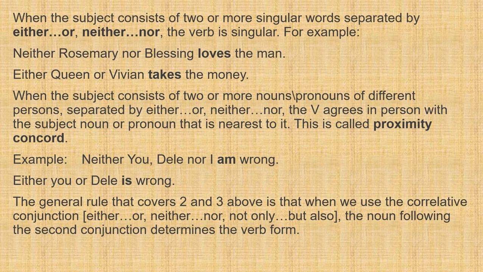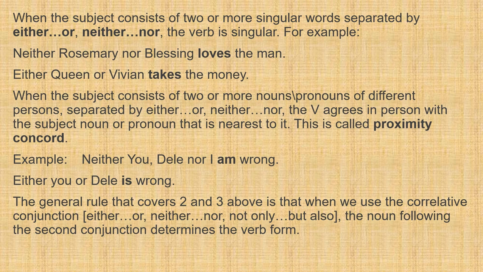When the subject consists of two or more singular words separated by either or, neither nor, the verb is singular. For example, neither Rosemary nor Blessing loves the man. Either Queen or Vivian takes the money. Here, if you look at the subject, you realize that Rosemary is singular, Blessing is singular, but separated here by the use of neither and nor. And the other one, Queen and Vivian, separated by either or.